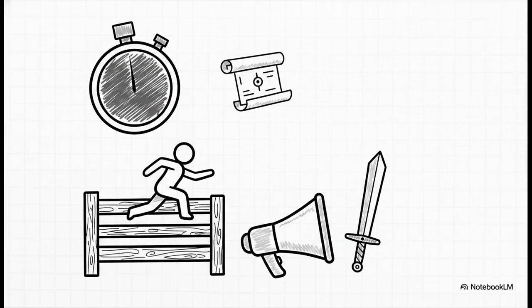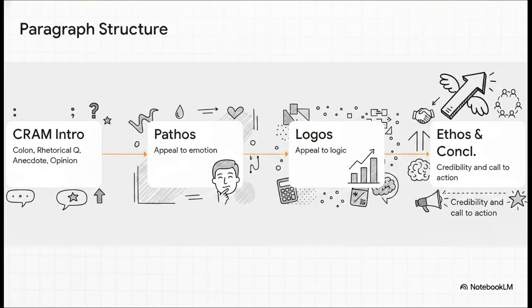If you think school uniforms should be banned, you fight for that point from the very first capital letter to the final full stop. So, how do you actually guarantee those top marks? You follow this exact paragraph structure formula. First, your CRAM introduction. That stands for using a colon, a rhetorical question, a short anecdote, and stating your opinion clearly. Your second paragraph must focus on pathos, an appeal to emotion with a really well-developed anecdote.